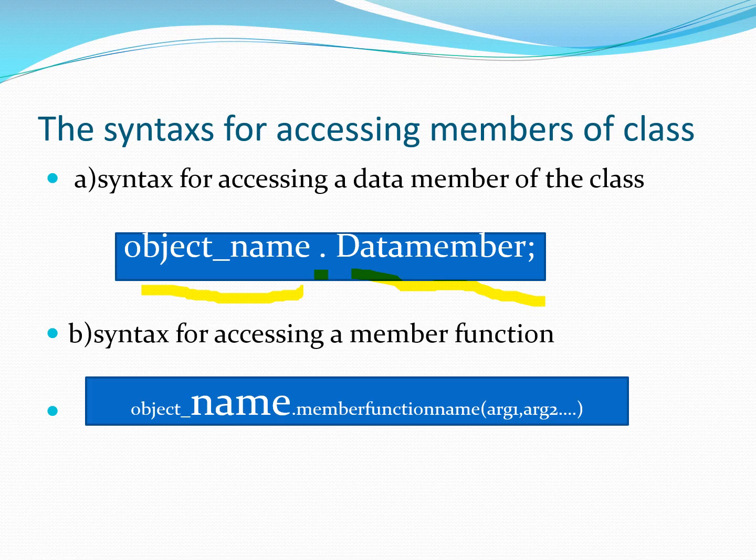These are the two syntaxes for how to access the members of a class. Once again, I'll repeat. To access a data member: object name dot data member. To access a member function: object name dot member function with arguments. These are the two methods to access the data members and member functions of an object.